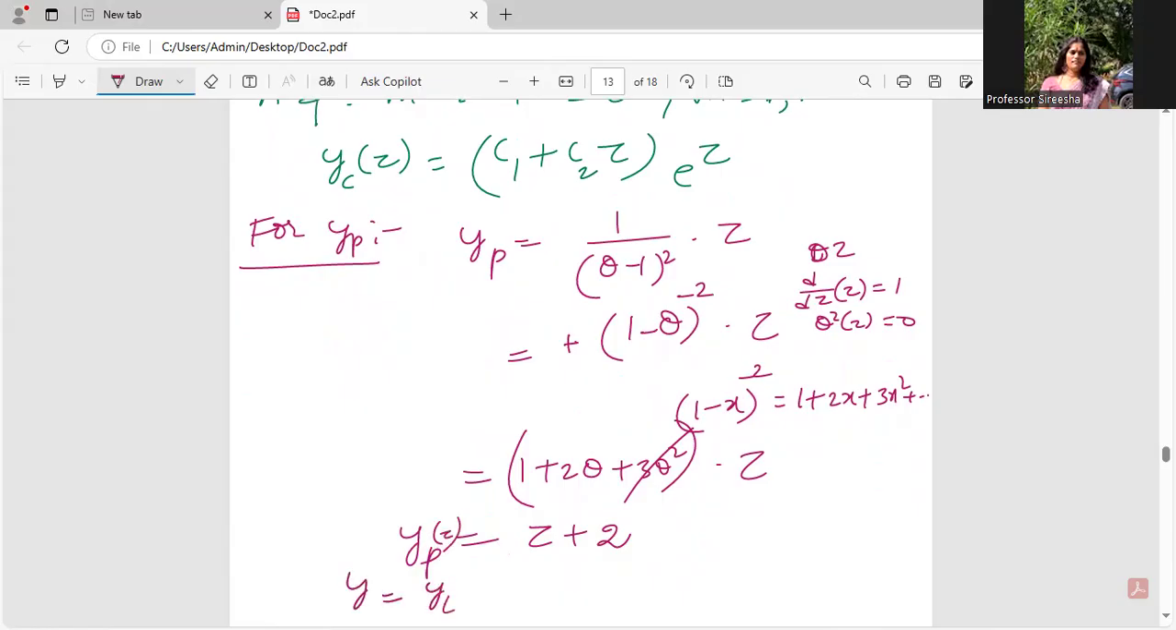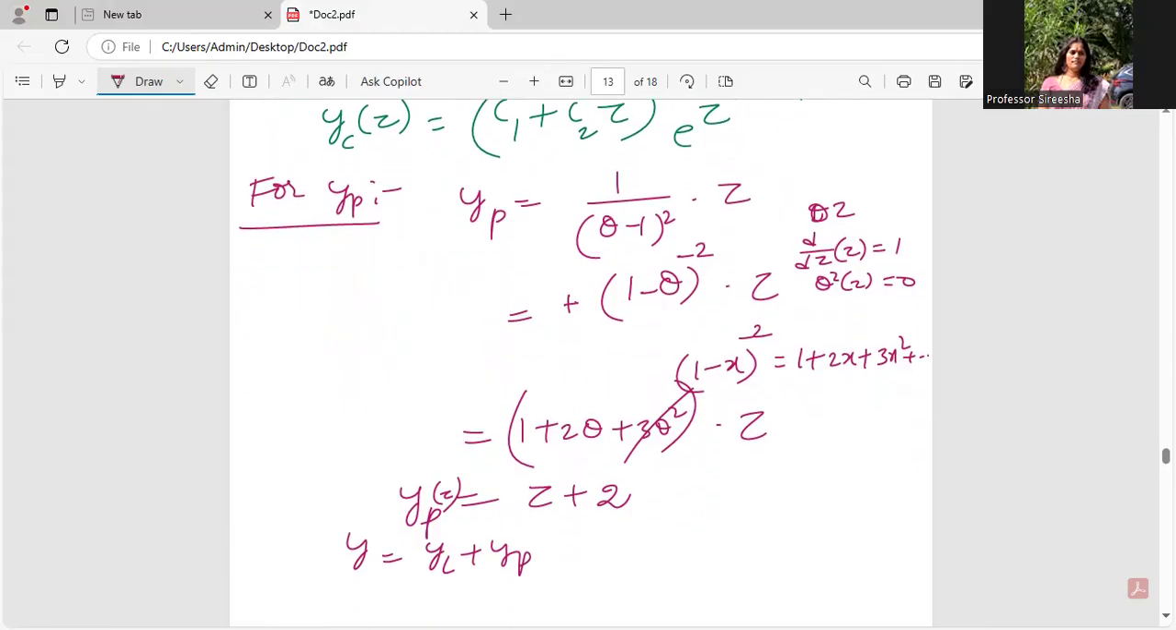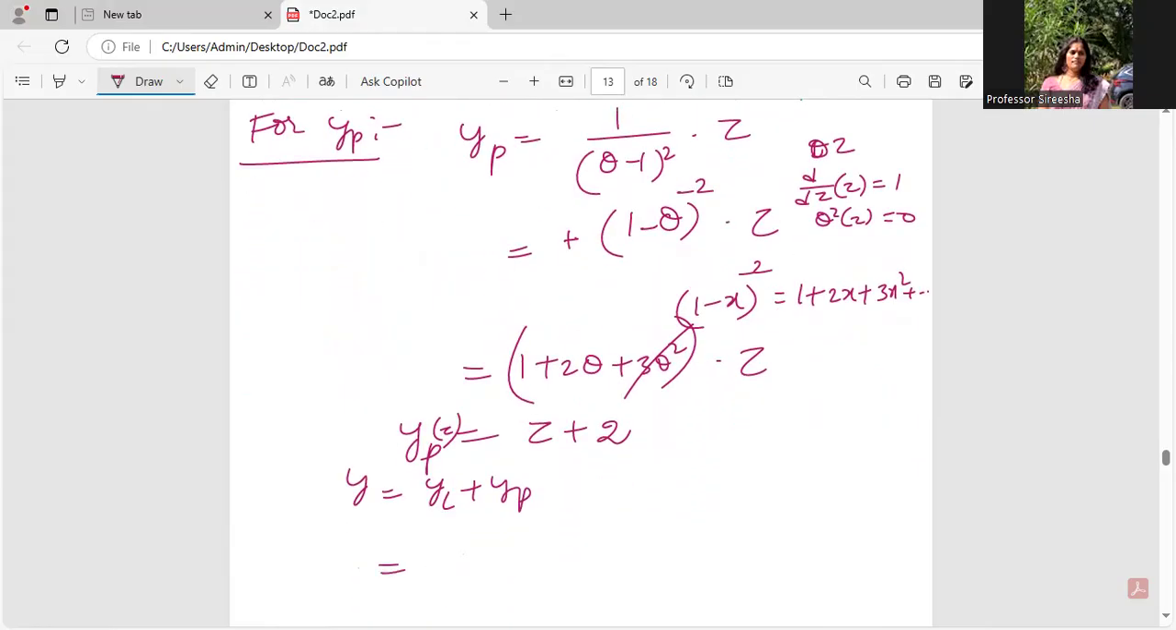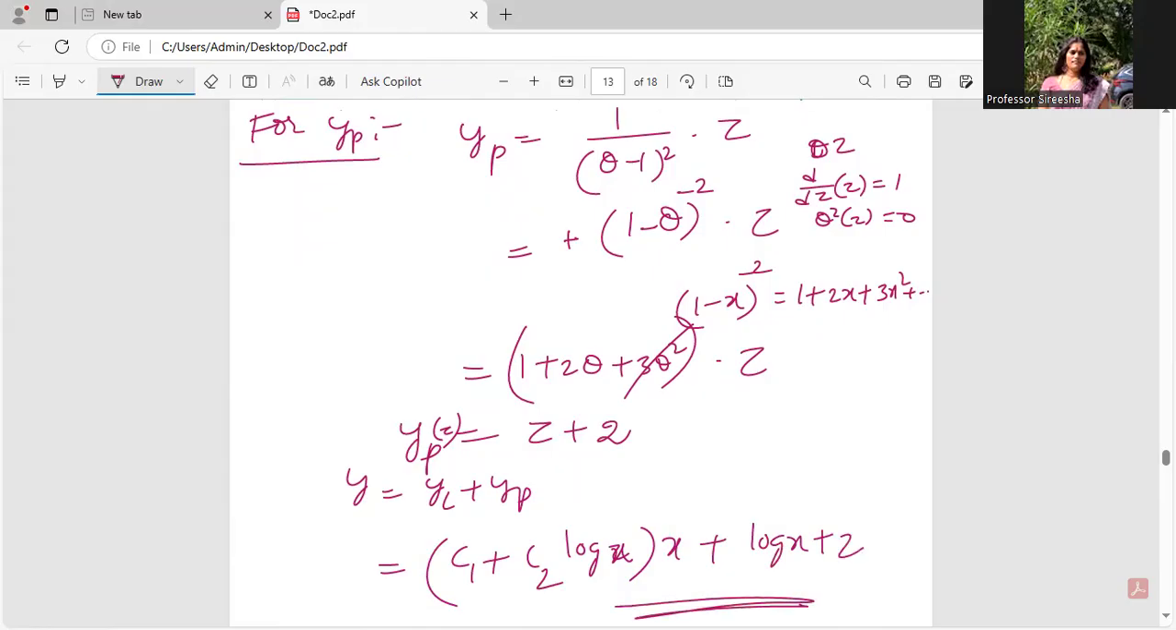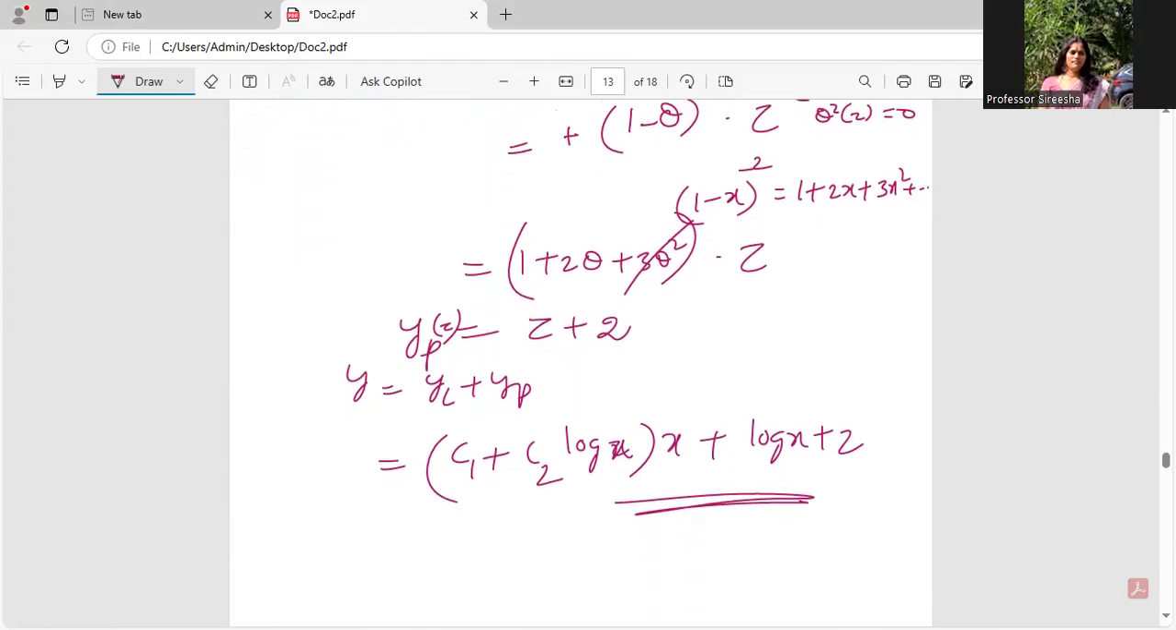Now y is equal to yc plus yp. And finally, I'll transform everything to x because the problem is given to me in x. (C1 plus C2 z), z is what? z would be log x. So (C1 plus C2 log x) into e power z, e power z would be x, plus this z is what? log x again, plus 2. This would be my solution. This is how I will write the solution to the given problem. Okay. Next problem, next video, we will see one more problem on Cauchy Euler.